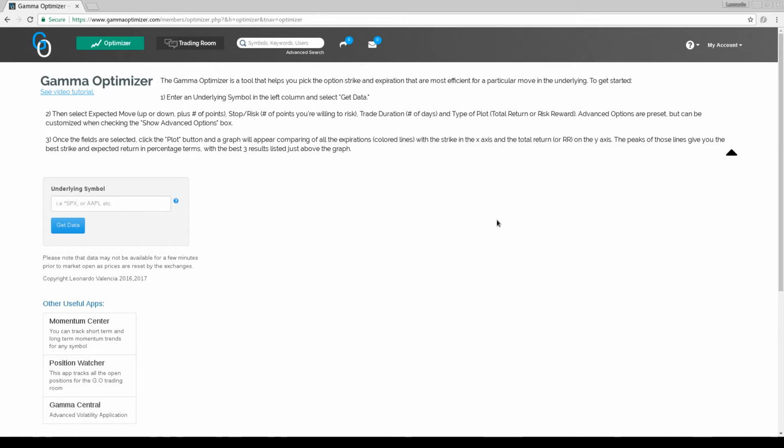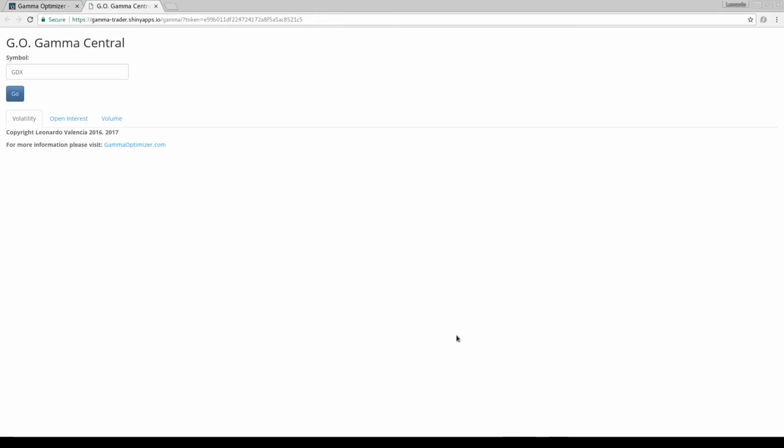So the Gamma Central tool contains lots of interesting information about options for a particular underlying. You can do very advanced and sophisticated analysis with a very simple tool. It's a tool that I really love, and I use it on my own. So I'm glad that I decided to create this web app, so it's easier for me to have everything in a single place. So what does the Gamma Central tool look like?